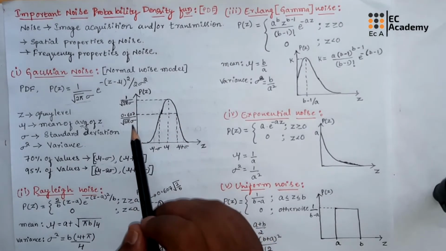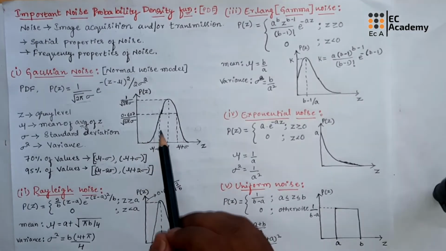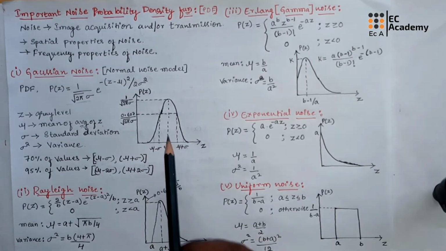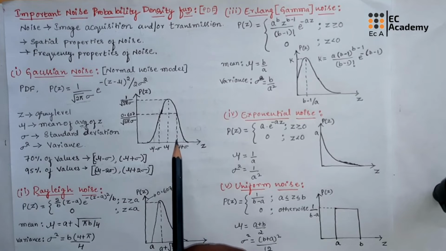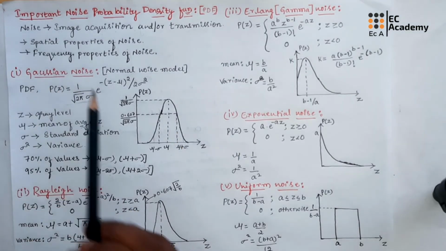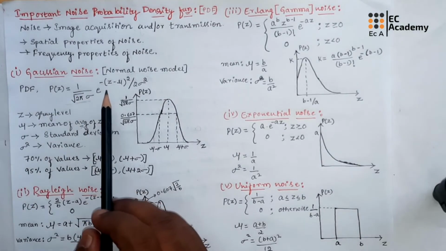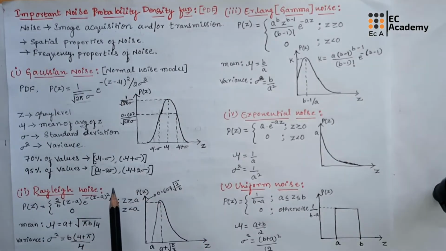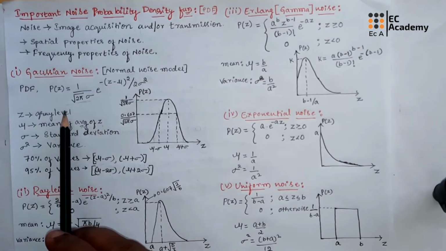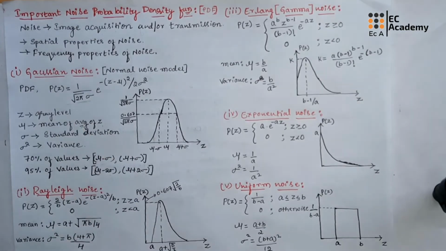The Gaussian noise model is the most commonly used noise model, because the other noise models can also be approximated as Gaussian noise, and mathematically the Gaussian noise model is easy to calculate. So, that is why the Gaussian noise model is most commonly used. The next model is the Rayleigh noise model.